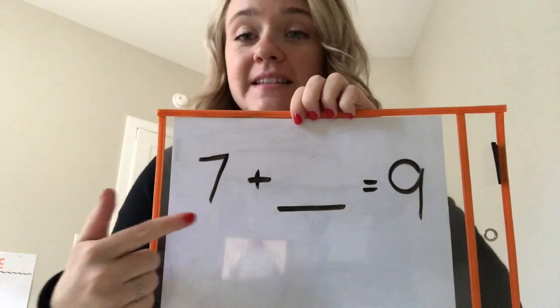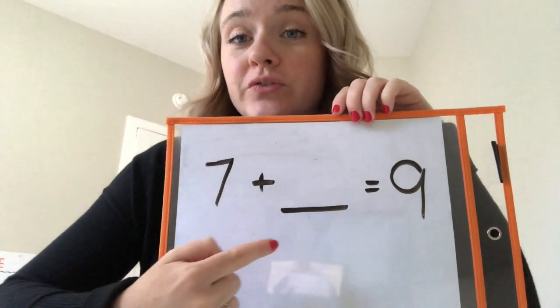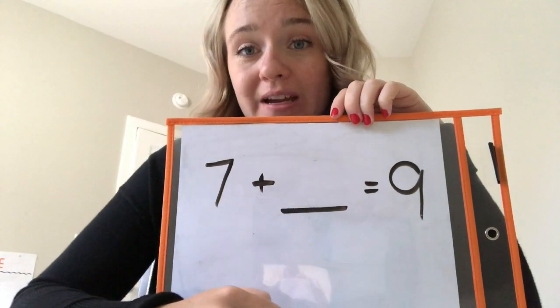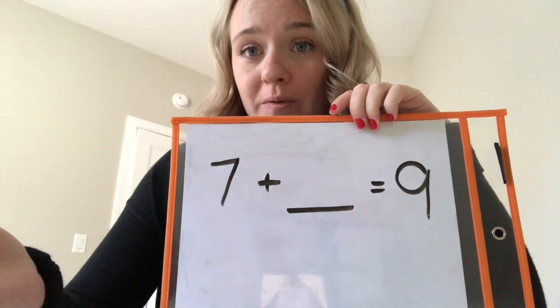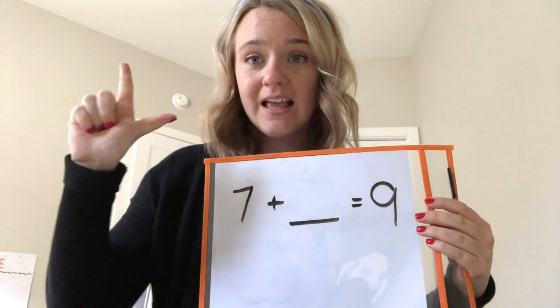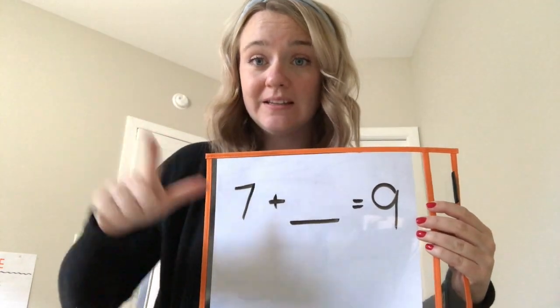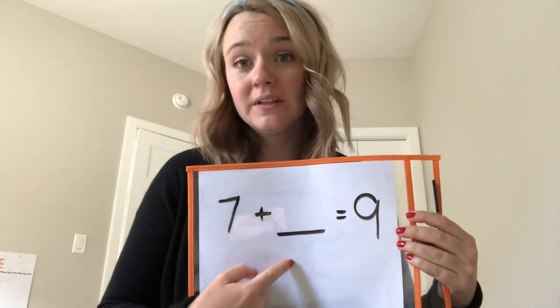Perfect. So I have a different kind of problem here now. This says 7 plus blank equals 9. So for us to figure out what this number is, I'm actually just going to count on from 7 to 9, and I know that will be my answer. So for me to get from 7 to 9, I'll have to go 7, 8, 9. There's only 2 numbers in between 7 and 9. So I know then that 7 plus 2 equals 9, and we'll triple check with some dots.